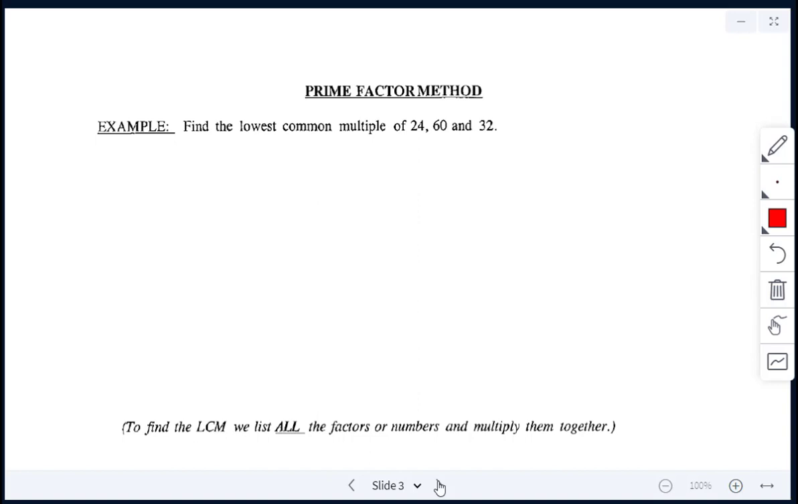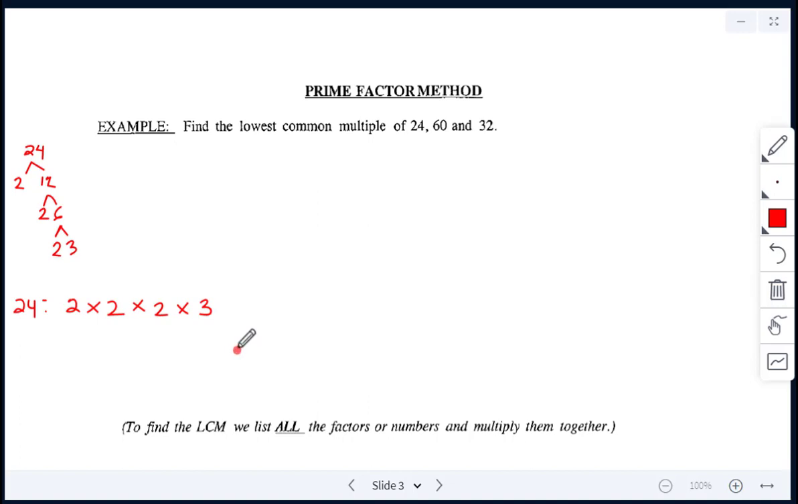So let's say we have to find the lowest common multiple of 24, 60, and 32. So the first thing we would do is prime factor. So 24, I'm just going to use two numbers that go into 24. So 2 times 12, and then I'll use 2 times 6, and then the 6 would have 2 and 3. So then I would list it out here. So for 24, it's 2 times 2 times 2 times 3. So I'm just going to list that out.